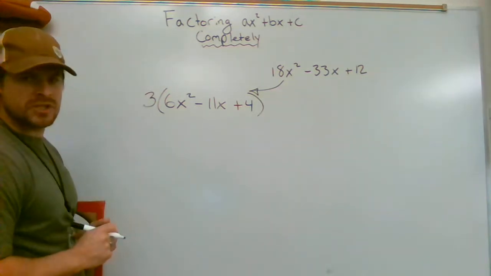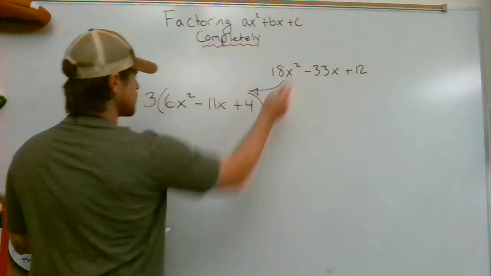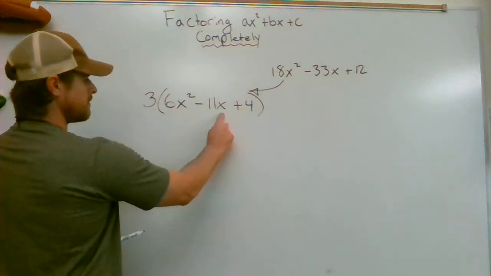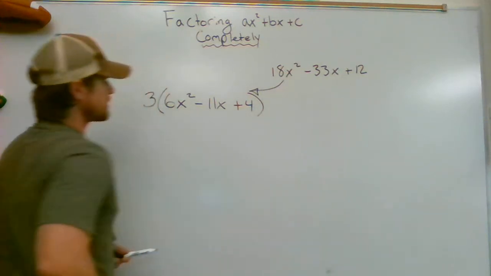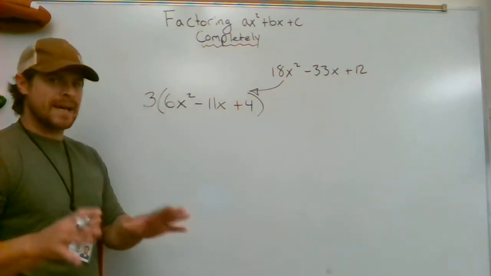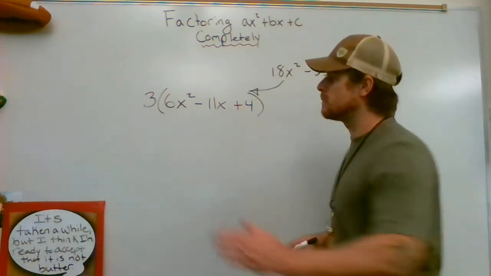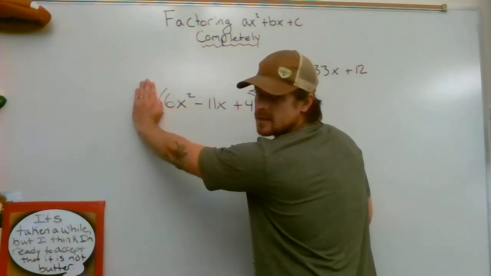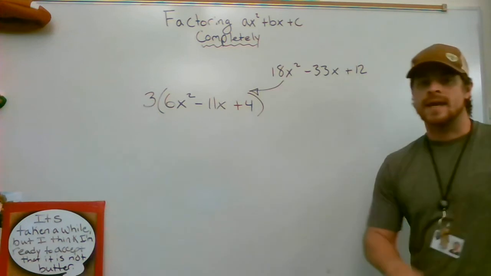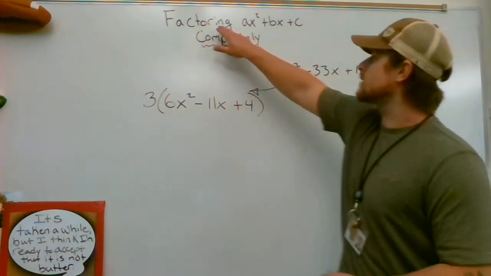So give you a second just to take all that in. 3 times 6x squared would make 18x squared. 3 times negative 11x would make negative 33x. And 3 times 4 would make my 12. So that's step 1. Now, treat this problem like this. Cover up that GCF and go through every step that I've explained in the previous videos when factoring out this type of a problem.